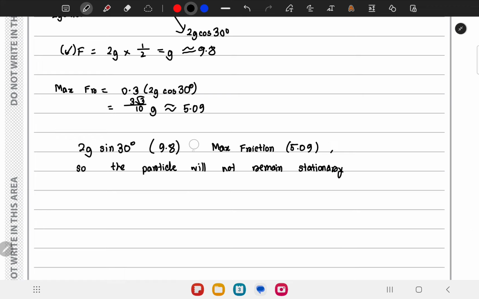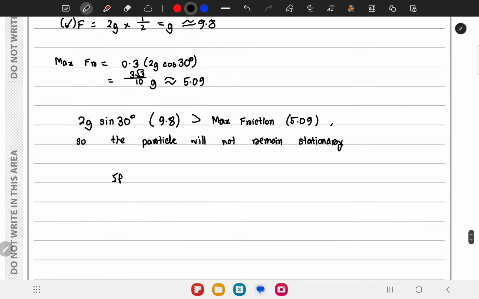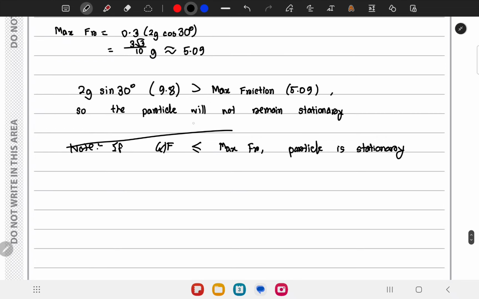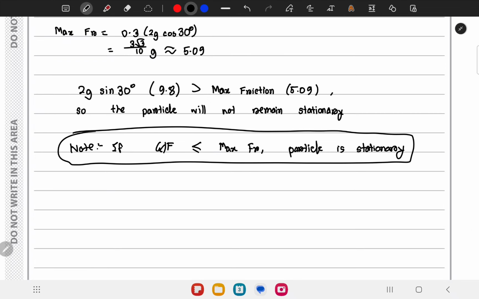If the maximum friction was greater than or equal to this, we'll write the statement that it will remain stationary. So if F downward is less than or equal to max friction, the particle is stationary. You don't have to write this as an answer, this is just a note. And that's it for this paper.